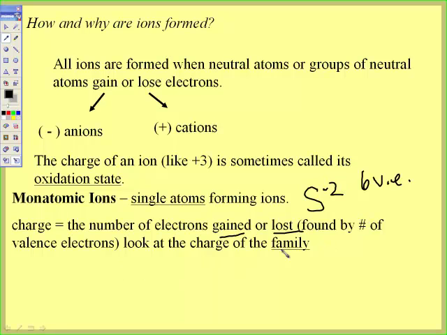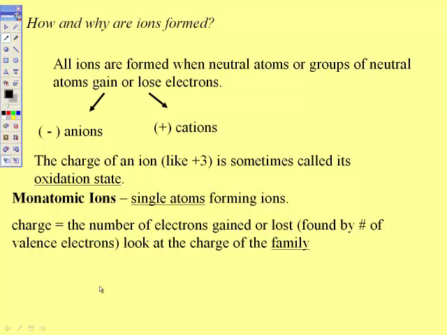We're going to look at the charge of the family because remember, a family on the periodic table is a column. Everybody in the same family is going to have the same number of valence electrons. So let's say 2. Every single element. So if every single element has 2 valence electrons, every single element is going to form an ion that has a +2 charge.